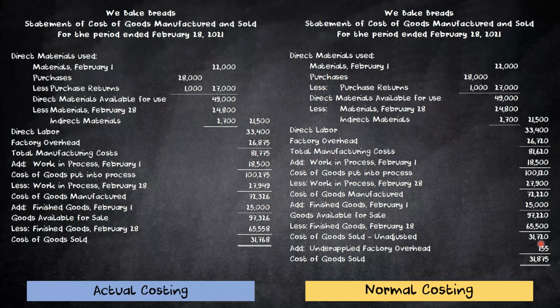Remember, or tatandaan natin, na meron tayong under-applied variance. Kanina, ang ginawa natin, nag-debit tayo sa cost of goods sold. Ibig sabihin nun, magdadagdag tayo ng cost. Kaya nakalagay dito, add under applied factory overhead. So, dinagdag natin yung 155 na variance in order to get our final cost of goods sold, which is 31,875. So, ayan lang yung pinaka-difference ng actual costing and normal costing.